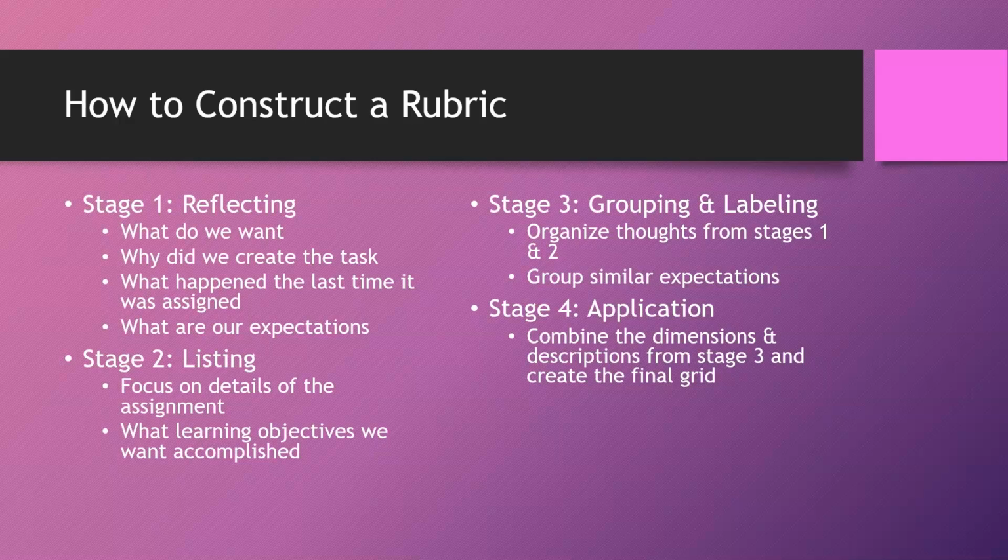For stage 2, this is where you start listing everything and putting your reflections on paper. You want to focus on the details of the assignment, and you want to see what learning objectives you want accomplished, and you want to create your rubric based on those items right there. Stage 3 is called grouping and labeling. This is where you organize your thoughts from stages 1 and 2. And you want to group similar expectations together. So if you have two learning objectives that are quite similar, you might want to put them together under one criteria.